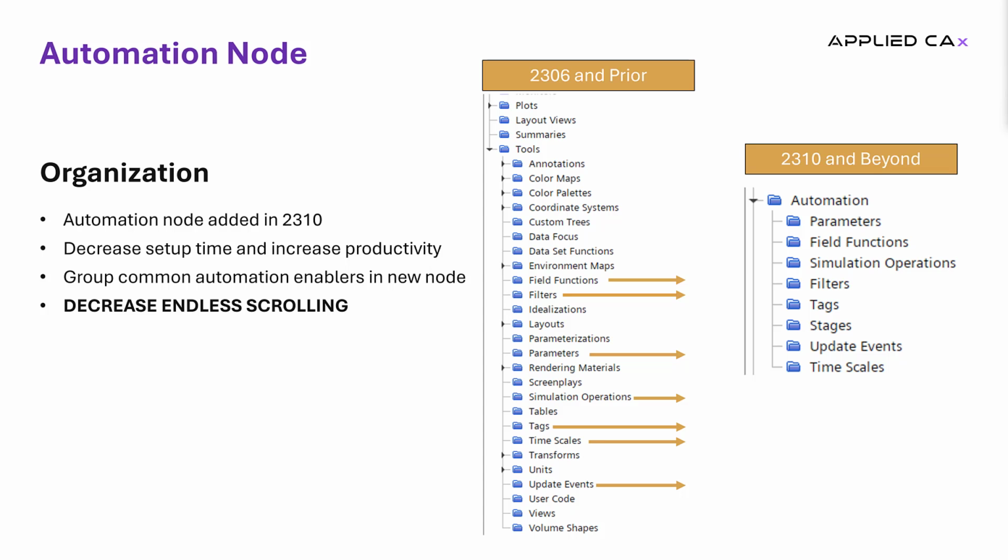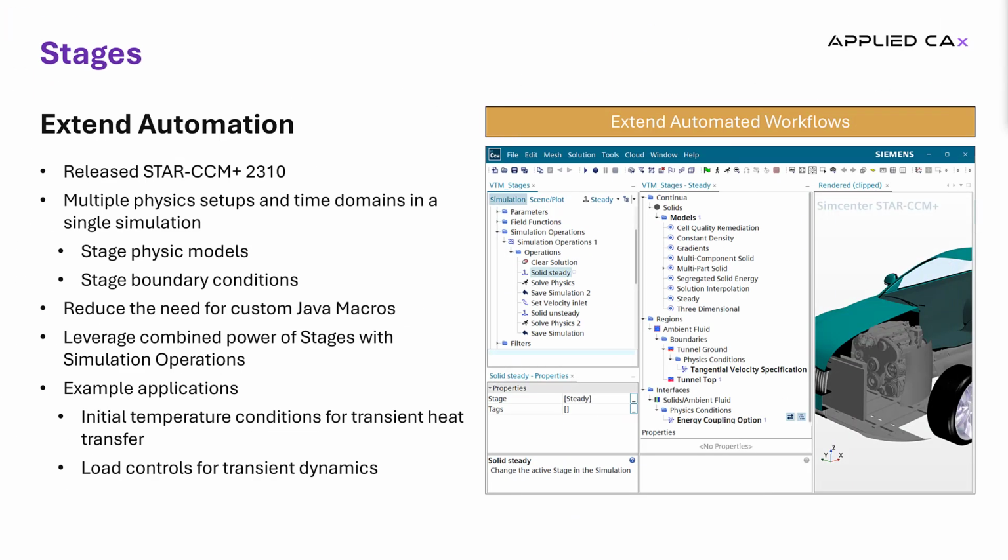You may have also noticed there's a new node in this list, Stages. Stages is a new feature that was introduced in 2310, which will greatly extend automation capabilities. With Stages, we can use a single model to set up different configurations of the simulation. The user can create as many stages as they want, and each stage can define its own set of physics and boundary conditions. Stages can also be coupled with simulation operations to automate switching between the defined stage variants for a complete end-to-end workflow. This new feature eliminates the need for developing custom Java macros and greatly improves user workflow.